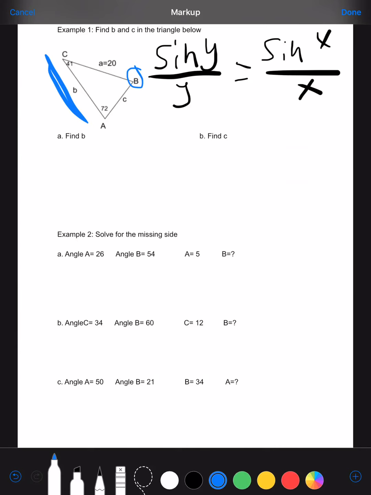So first thing we're going to do is 180 minus 41 minus 72 just to find that angle. So that angle is 67. So now we can continue.